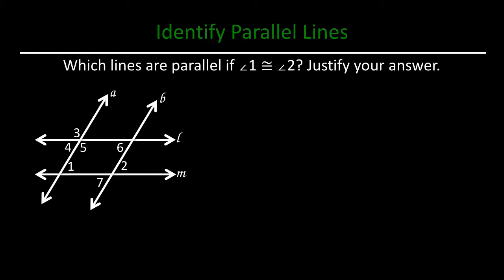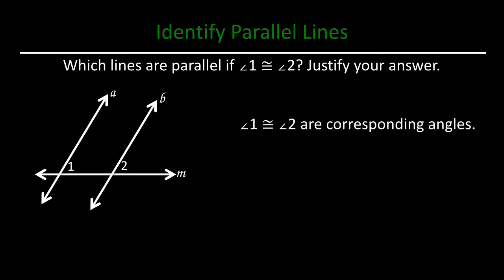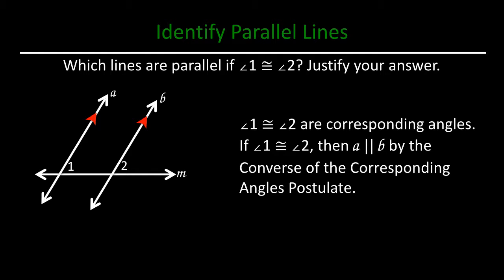We want to figure out which lines are parallel if angle 1 is congruent to angle 2 and justify our answer. I'm going to take away some angles and just focus on angle 1 and angle 2. We know that angle 1 and angle 2 are corresponding angles, and from the postulate we just learned, if angle 1 is congruent to angle 2, then line A must be parallel to line B by the converse of the corresponding angles postulate.